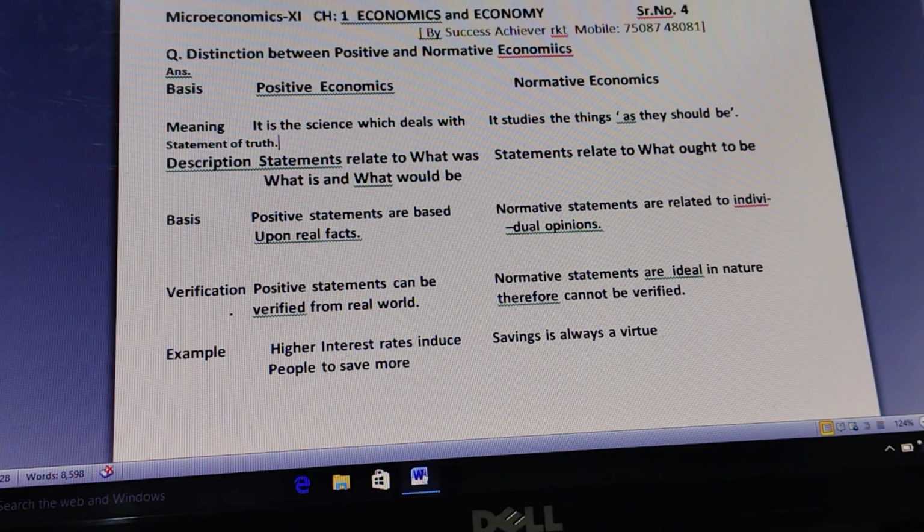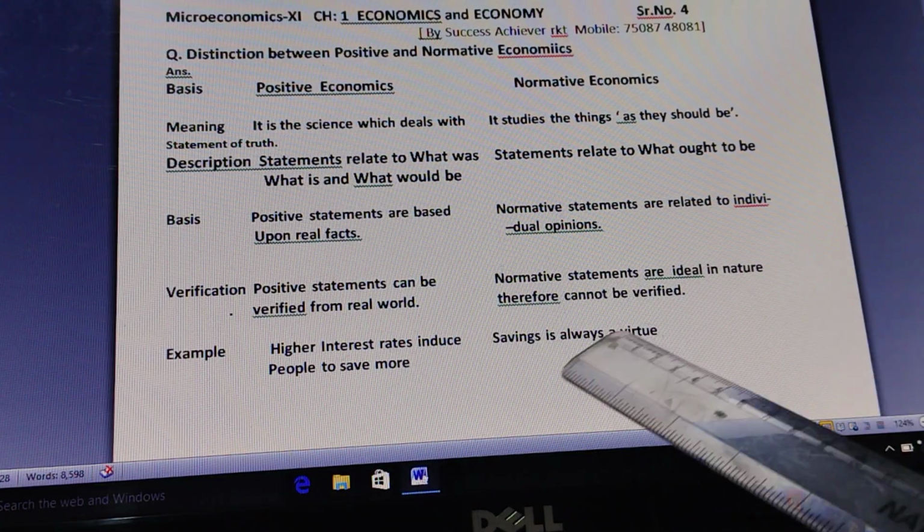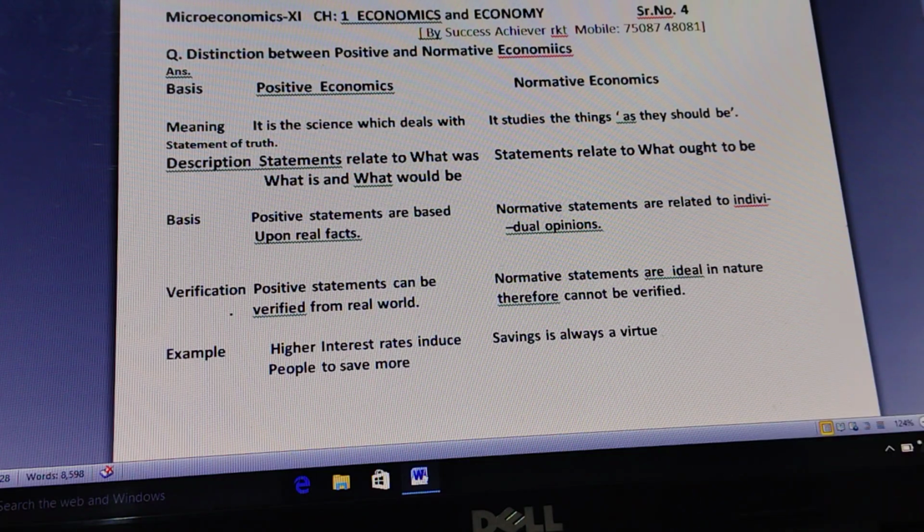Verification: positive statements can be verified from a real world situation. On the other hand, normative statements are ideal in nature, and therefore cannot be verified, because they are based on opinion and judgment, not the truth.